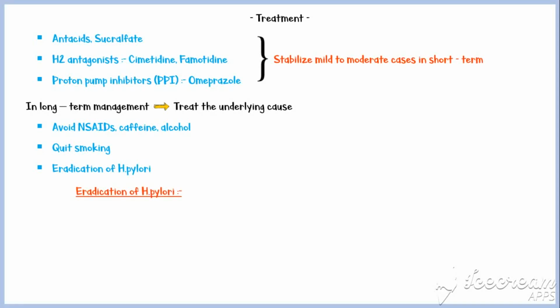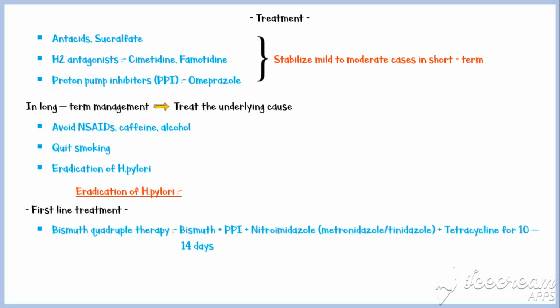Eradication of Helicobacter pylori is extremely important in the long-term management of acute gastritis. First-line treatment includes either bismuth quadruple therapy or clarithromycin-based triple therapy. Quadruple therapy includes bismuth, a proton pump inhibitor, a nitroimidazole, and tetracycline for 10 to 14 days. Triple therapy includes amoxicillin or metronidazole, a proton pump inhibitor, and clarithromycin for 10 to 14 days.